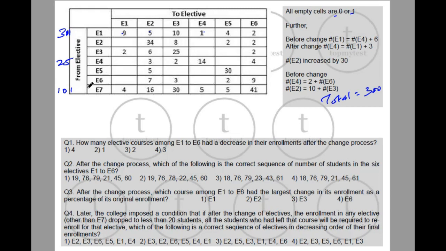25 before. Okay, now let's see what we have in E4 here. You have 3 plus 2, 5. 5 plus 4, 9. 9 plus 14 is 23. 23 have been already accounted for. Now these two are missing.